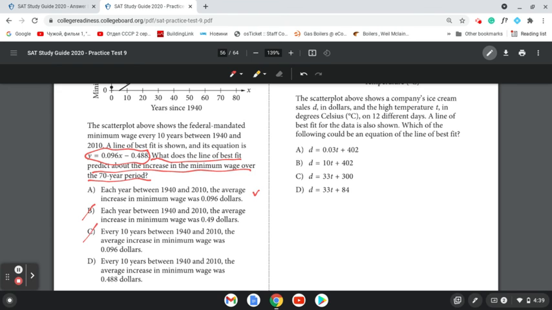So that's incorrect. And every 10 years between 1940 and 2010, the average increase in minimum wage was 0.488. We said this is the y-intercept. It has nothing to do with the slope. That's not true as well. And A stays our correct answer.